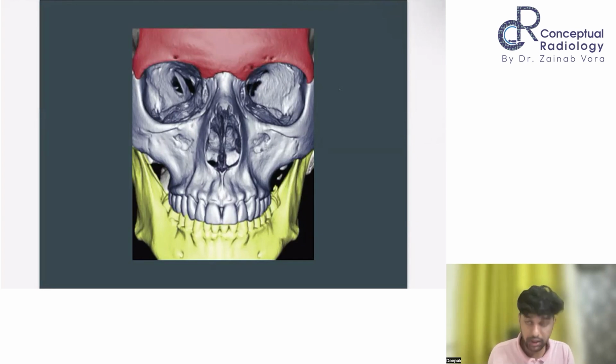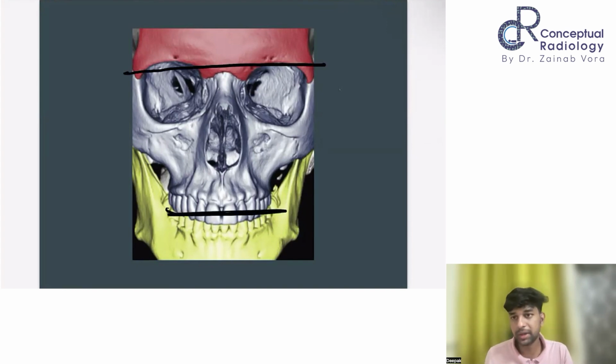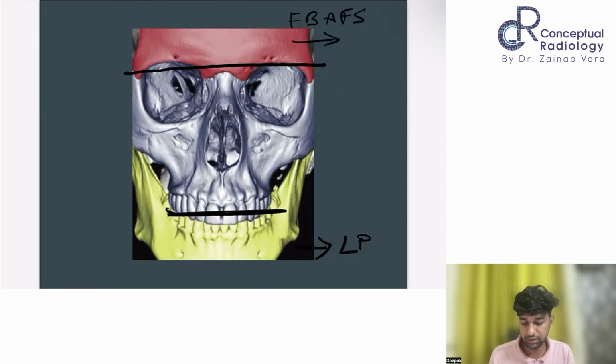So upper face is nothing but the region above the superior orbital rim. Mid face is the region between the superior orbital rim and the maxillary alveolus. The region below the maxillary alveolus is the mandible, which is included in lower face. Frontal bone and frontal sinuses are involved in upper face, and all of the rest of the regions are involved in mid face.